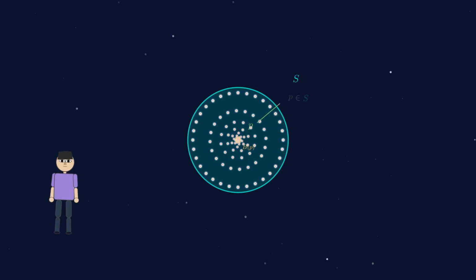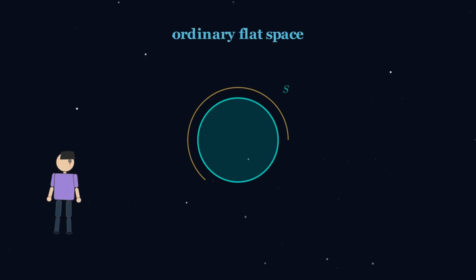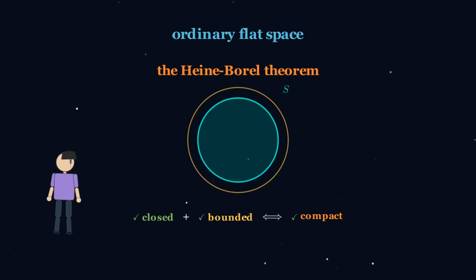Now, back in ordinary flat space, there's a famous and comforting shortcut. In ordinary space, closed and bounded means compact. Full stop. The two are the very same thing. That result is one of the cornerstones of the whole subject, and it carries a name: the Heine-Borel theorem.